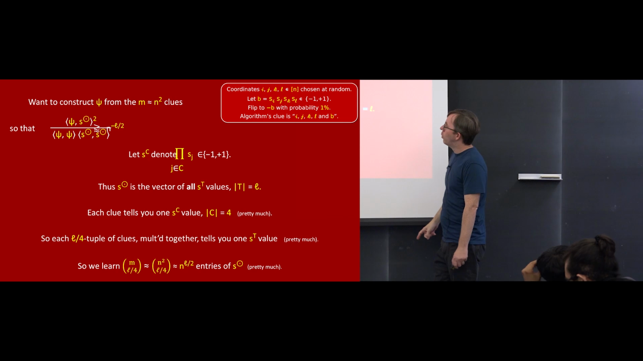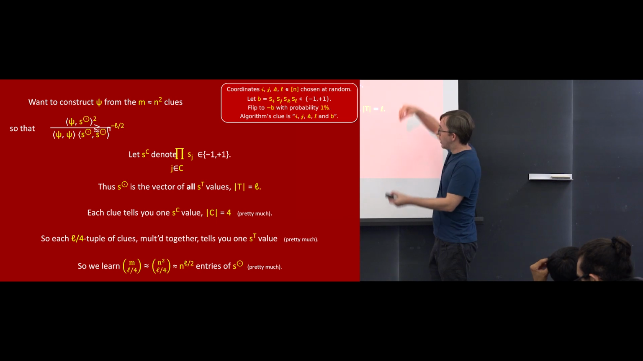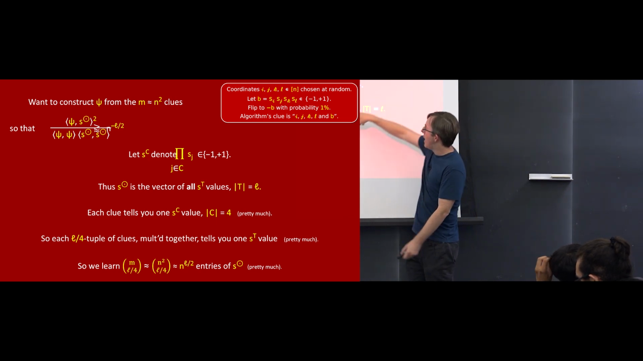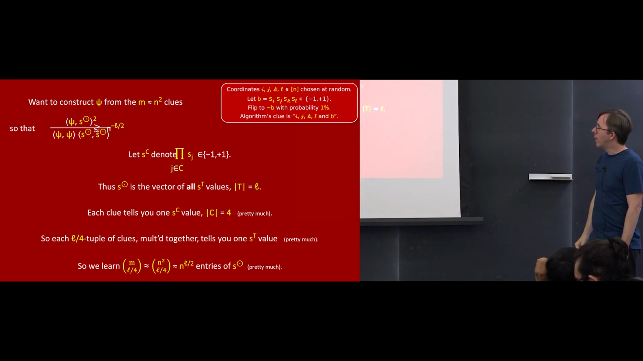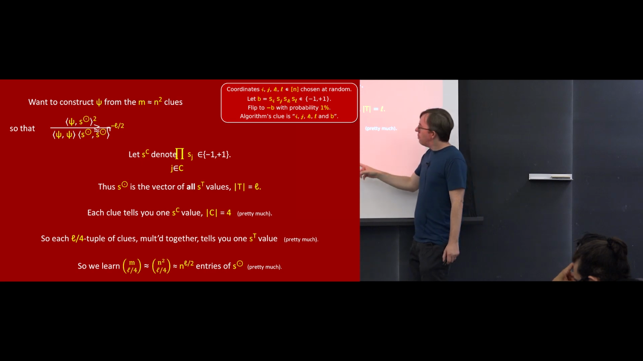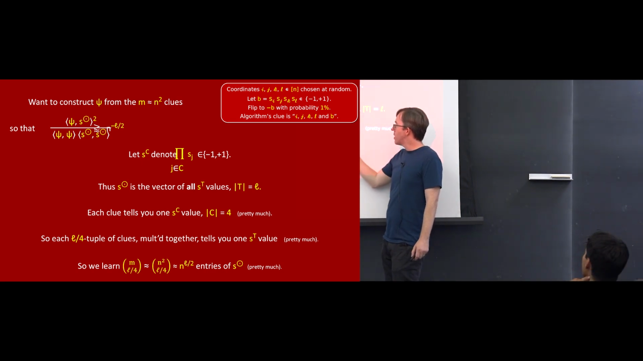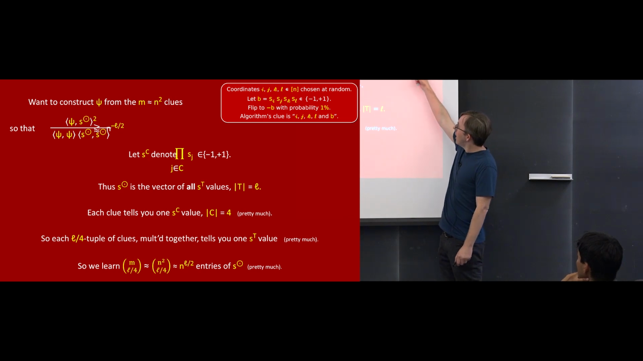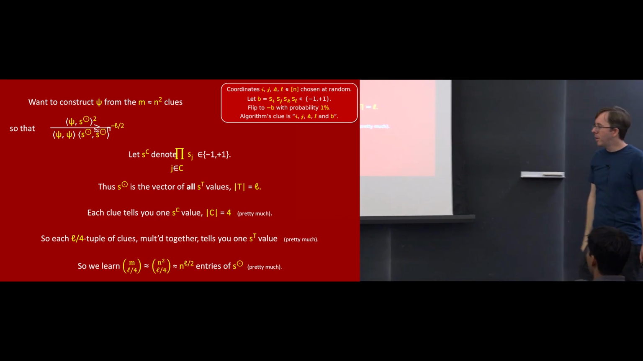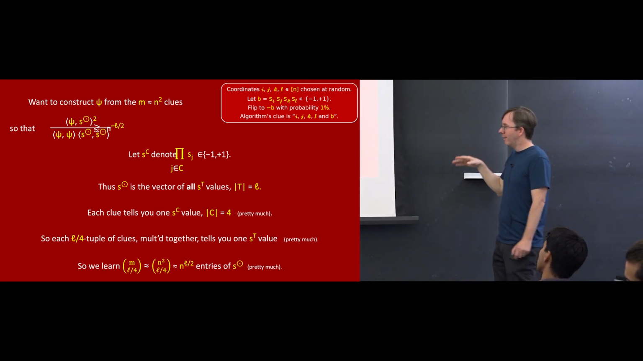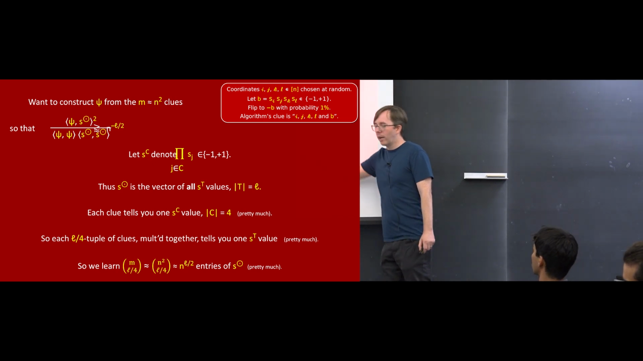So for example, what is this S dot vector? Maybe you forget. This S dot vector is a vector of dimension n choose L, the vector of all the S_T values when T has cardinality L. And that's the thing that we're trying to be a little bit correlated with our guiding vector. And each clue more or less tells you one S^C value for C of cardinality 4. I say more or less because 99% of the time it really tells you this S^C value, and 1% of the time it tells you the negative of that value. But as you'll see in a second, it doesn't really matter. It's enough that most of the time it's giving you a correct value.